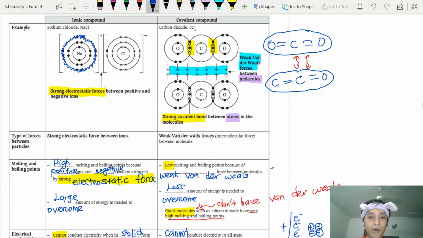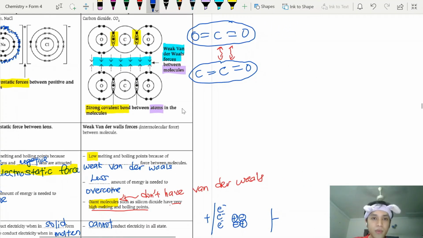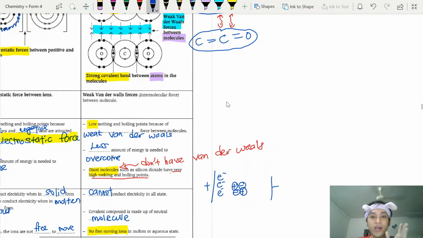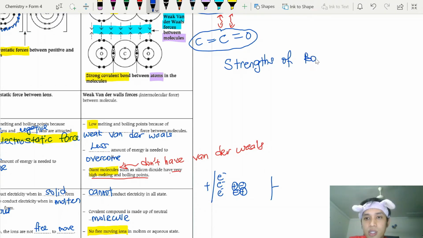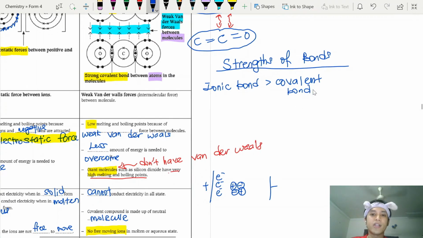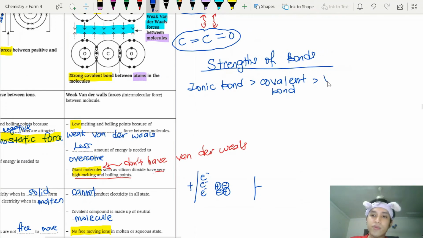Now if we were to compare the strength of bonds, which one is stronger than which one? This is a general thing that you need to know. Your ionic bonds will always be stronger than your covalent bonds, and then your covalent bond will be stronger than your van der Waals forces.